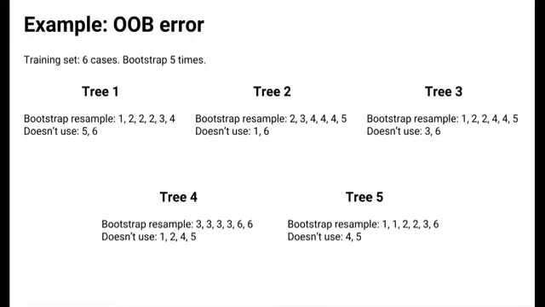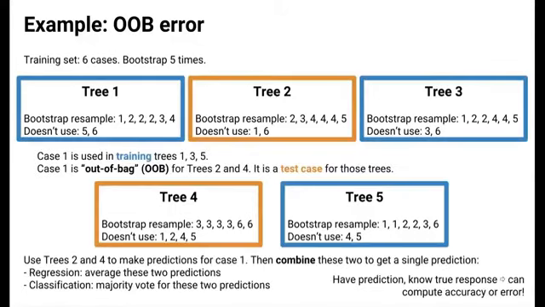Let's look at an example. Let's say that our training set has 6 cases and we bootstrap 5 times to generate 5 trees. The 5 trees are shown here. The bootstrap resamples are also shown, and I've also highlighted which of the 6 training cases are not used in constructing each of these 5 trees. Let's look at case number 1. Case 1 is used in training trees 1, 3, and 5.